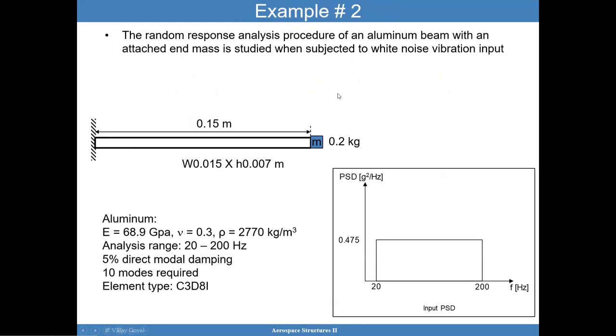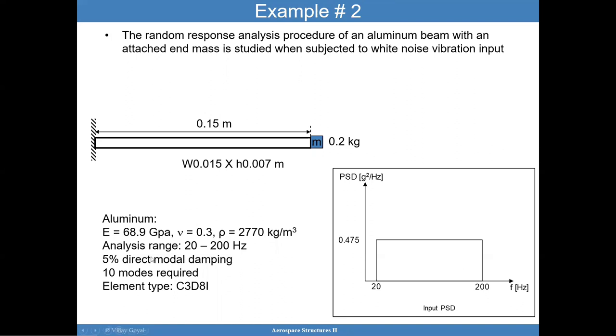So let's go to the second example. The random vibration analysis is now performed for an aluminum beam with an attached end mass. We're going to be subjecting that base to a white noise with this intensity. Again, this is a PSD input as a function of frequency. And recall that you can have time domain information that can then be used to come up with this PSD input. Sometimes the PSD input is given as a spec.